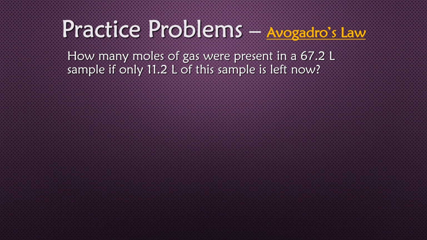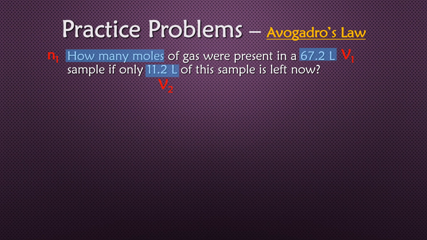Finally, let's look at our question for Avogadro's law. This is asking how many moles of a gas were present in a 67.2 liter sample if only 11.2 liters of this sample is left now. So we are given two different volumes: the first volume and the final or new volume. And we're supposed to find the first number of moles, what we had initially, not what we had at the end.